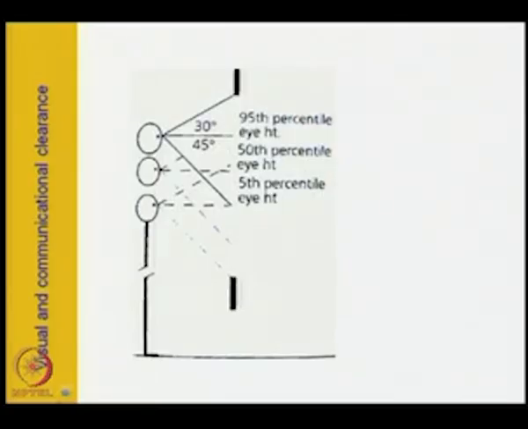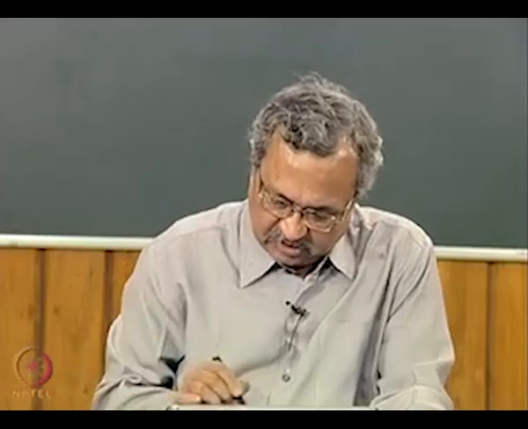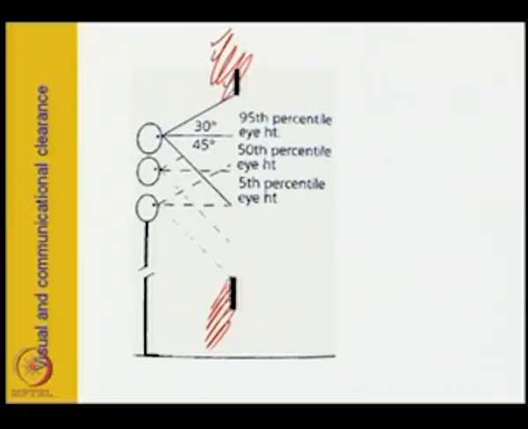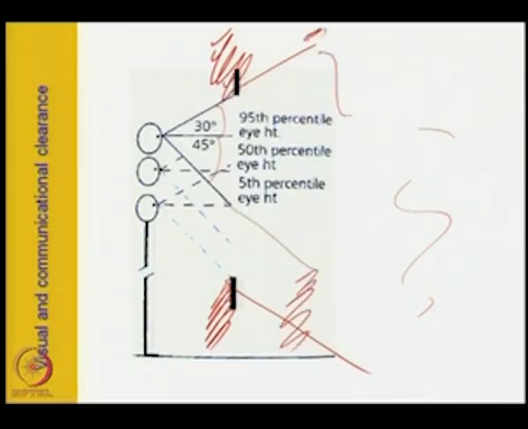Now, another thing is that suppose there is a wall in front of him, a closed wall, and this is the visual area where we want to see something. Now, for whose eye height should we consider? If a tall person comes at 95th percentile eye height, for him this will be the 30 degree position and this will be the 45 degree position below the lines. So, for him this area is the good area. He can see this area.